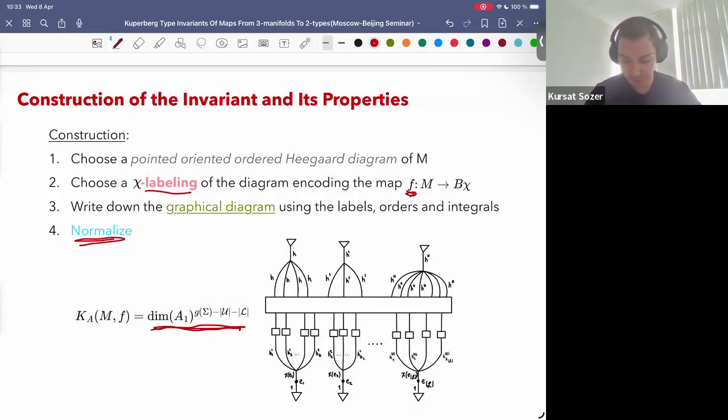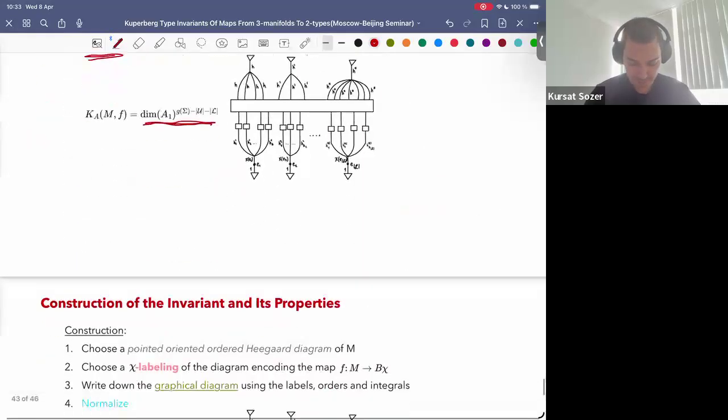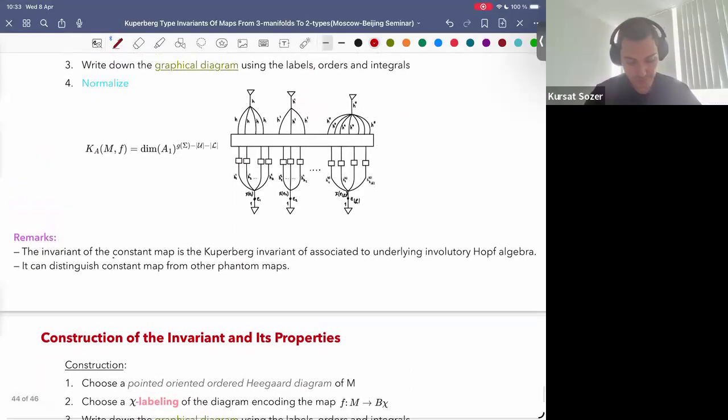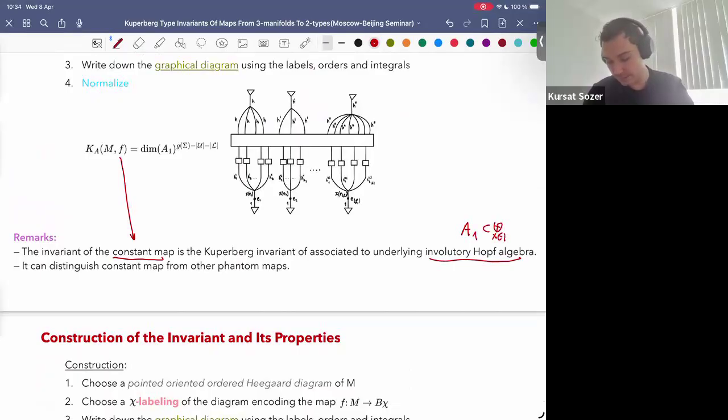Yes, it's independent of the homotopy class of this F. One can choose another representative. It's independent of all of the choices that we have made. And one thing is, if F is homotopic to a constant map, the associated invariant is the Kuperberg's original invariant of the underlying involutory Hopf algebra. So it's grade 1, like A1 of X in H, AX, grade algebra.